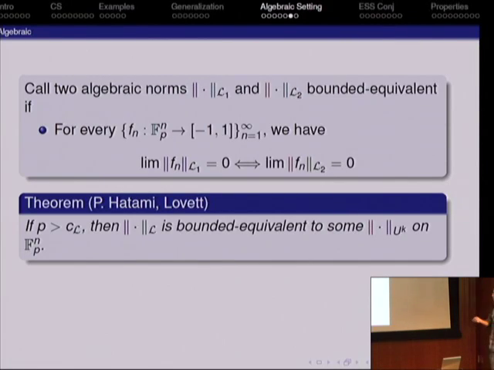And what Puya and Shachar showed is that they looked at the group F_p^n, one of the interesting cases in the abelian case, and they show that if p is large enough, larger than some constant depending on my system, then the norm is not something new. The convergence that you get is similar to what you get from one of the Gauss norms. So there is some k such that my norm is bounded equivalent to the U^k norm. But this only works when p is sufficiently large.